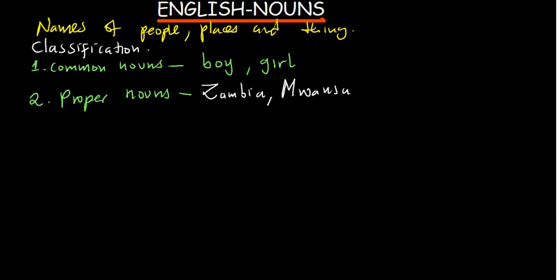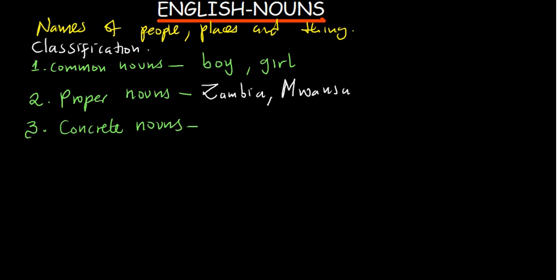Okay. Other types of nouns, we also have what we call concrete nouns. Now, when you are talking about concrete nouns, these name physical objects that can be touched. That's why we are saying concrete. You are talking about things that you are able to touch.